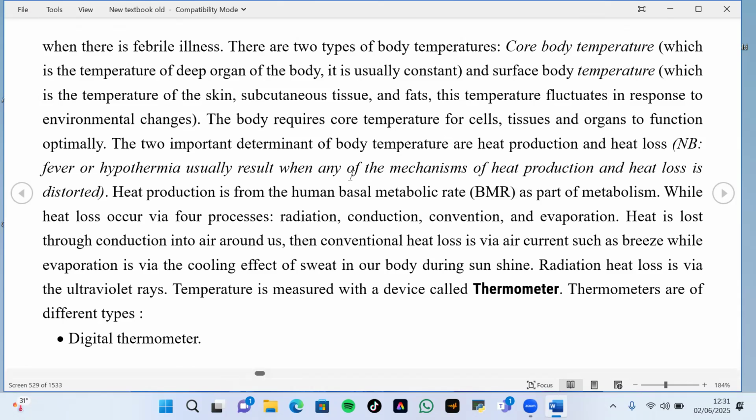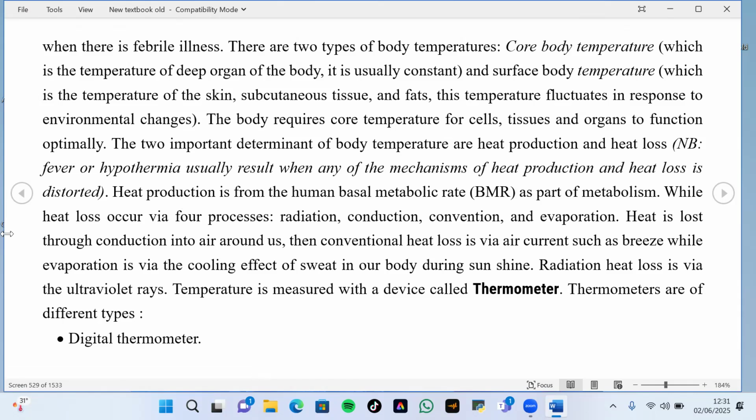And when we say heat loss by conduction, it's usually through air around us. As you walk, as you are exposed, you lose heat as the air flows around you. Then also convective heat loss occurs when there is breeze around. And that of the evaporation is through when you are sweating. You lose heat when you are sweating during a sunny day. Then radiation is through ultraviolet rays as the sun takes the heat away from you.